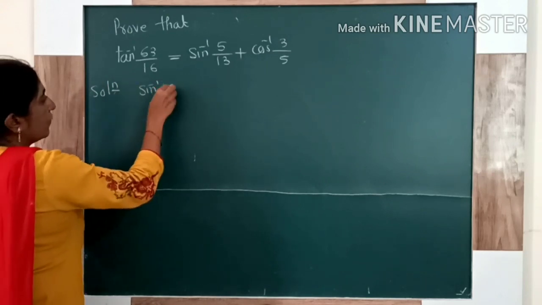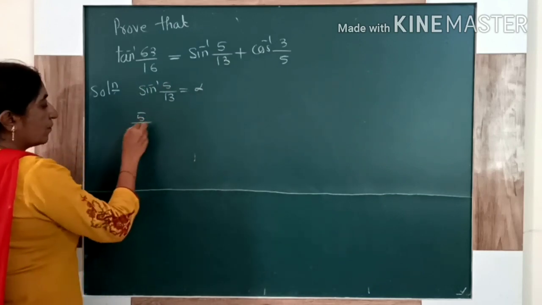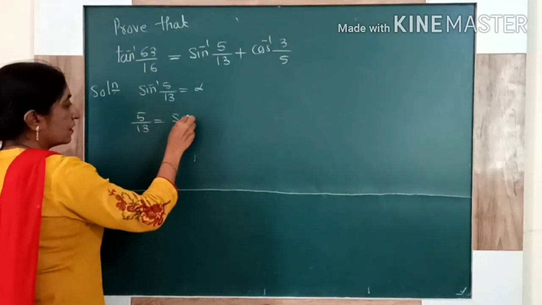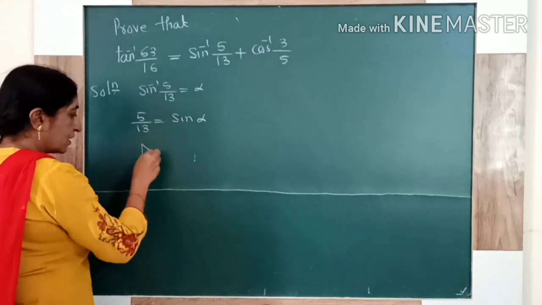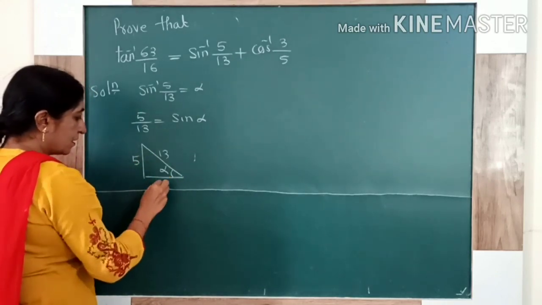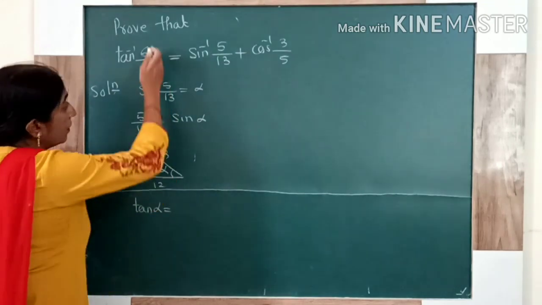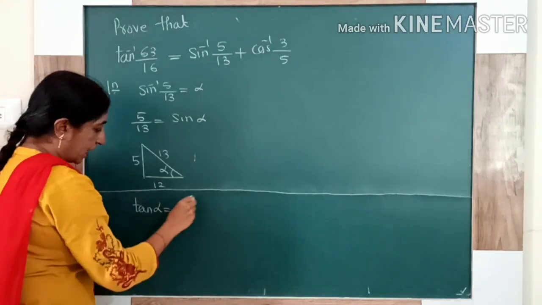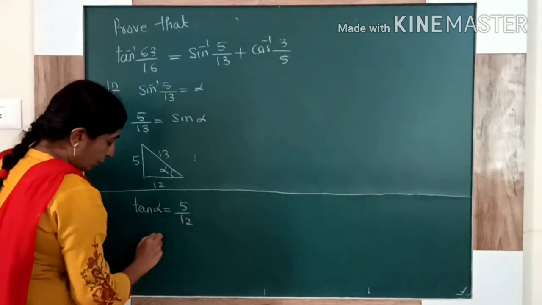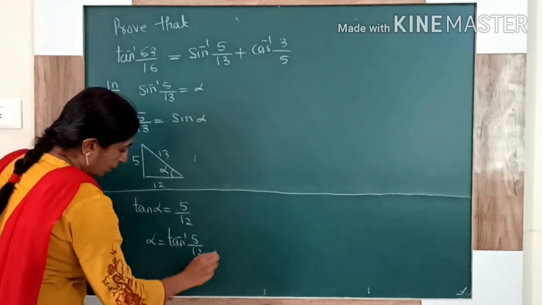Take sin inverse 5 upon 13 as alpha, and 5 upon 13 as sin alpha. Mark this in the right angle triangle. 5, 13, and this is 12 because of a triplet. And tan alpha, because the answer is required in terms of tan, is 5 upon 12. Alpha is equal to tan inverse 5 upon 12.